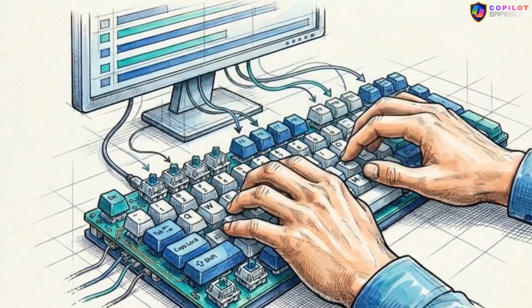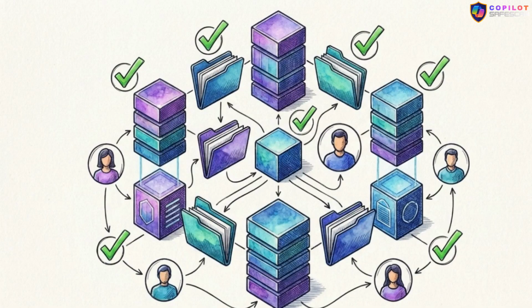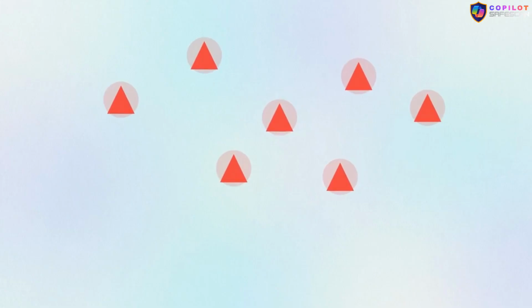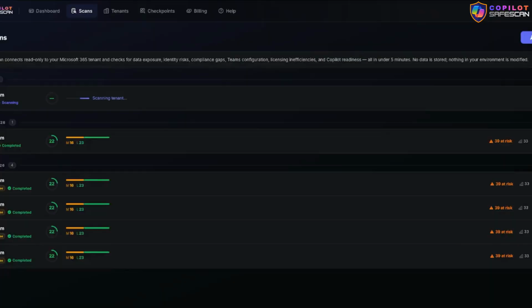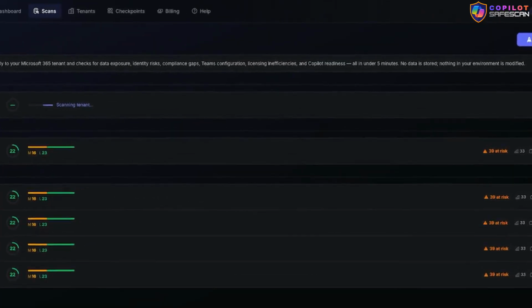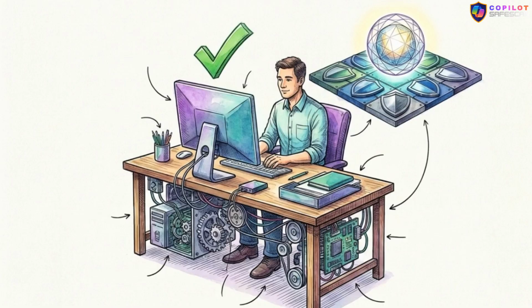With these tools, your team moves from managing an opaque, high-risk tenant to navigating a fully mapped and correctable environment. Neutralizing data exposure and identity risks creates the secure bedrock necessary for an AI assistant to land safely in your system. Connect your Microsoft 365 tenant today to run your own read-only SafeScan, because a governed data perimeter is the essential prerequisite for responsible AI innovation.